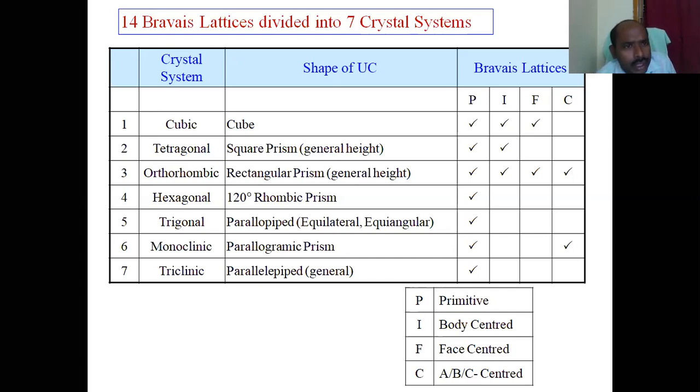And in 3D there are 7 crystal systems: cubic, tetragonal, orthorhombic, hexagonal, trigonal, monoclinic, and triclinic. And there are 14 Bravais lattices out of these 7. So we have discussed these things.